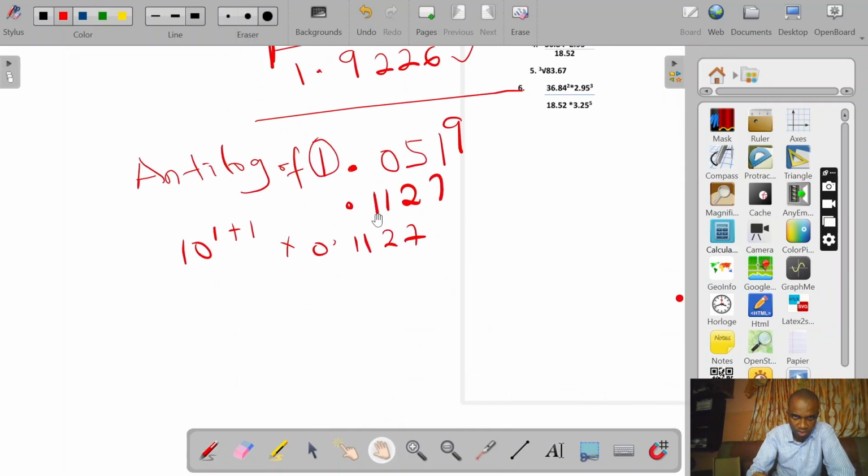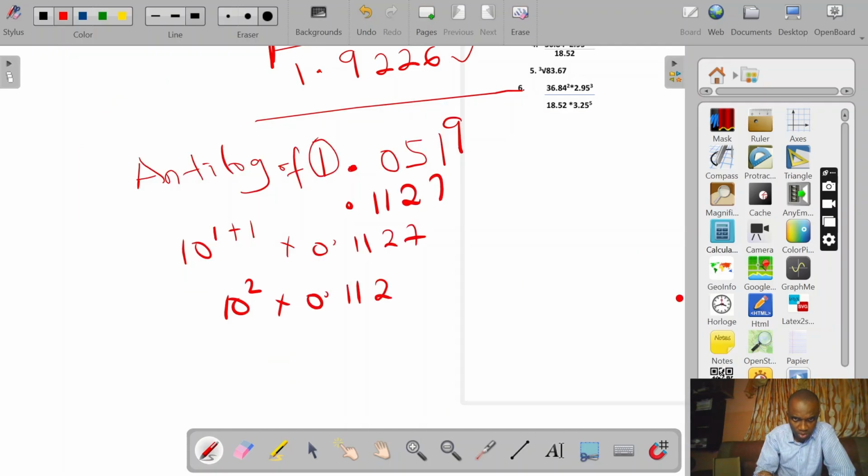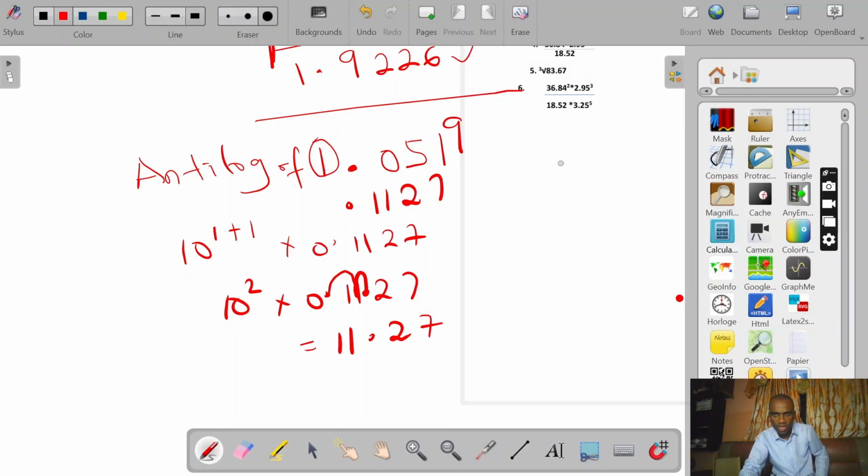Let me create more reading space for us. So that will be 10 raised to power 2 times 0.1127. So meaning I'm to move the decimal point 2 times. That's 1 and 2. That will give me 11.27. So this is my assumed answer. So let me confirm that I'm correct. 11.27 is what I got.